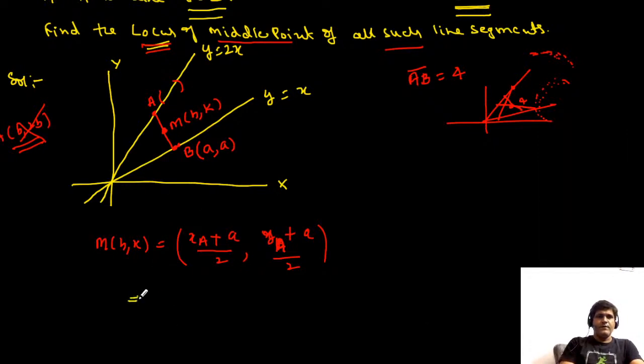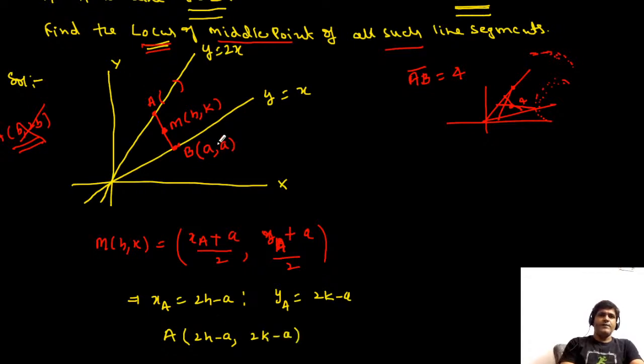Therefore from this one xA is equal to what? 2h minus a. Y coordinate of A is equal to what? 2k minus a. So now A's coordinates are what? 2h minus a and 2k minus a. So we found coordinates of A also in terms of this parameter a.